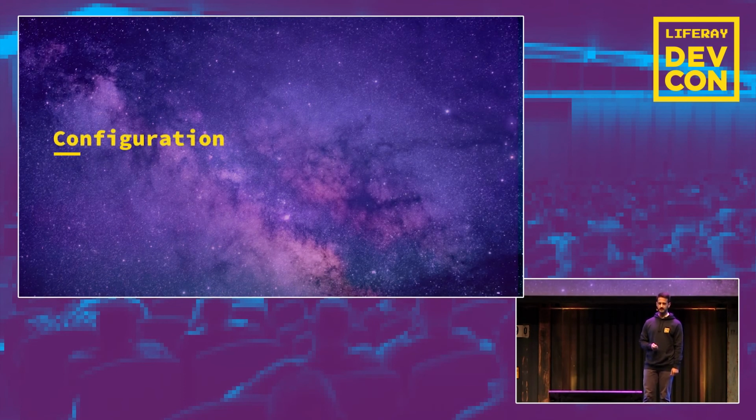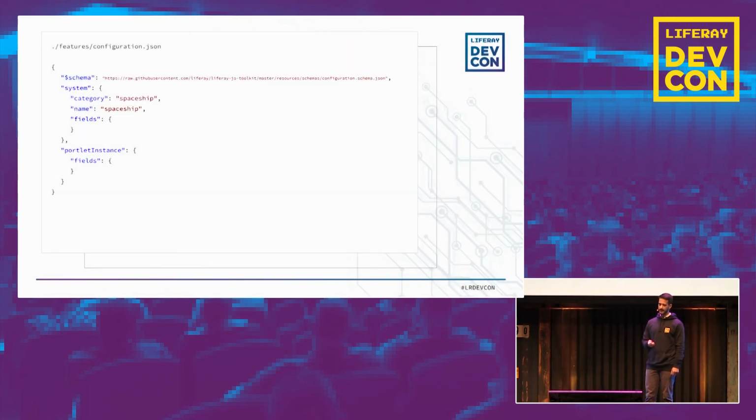The boss asked us to make the app configurable, so we can choose which spaceship we show on the widget, and we need to place multiple widgets on the same page. So configuration is something that DXP does for every widget. We just need to tell it what we want to configure. And we do that by editing this configuration JSON file that was also auto-generated.